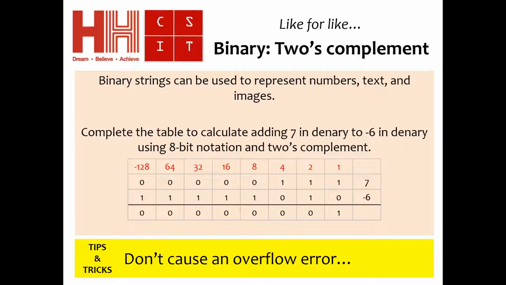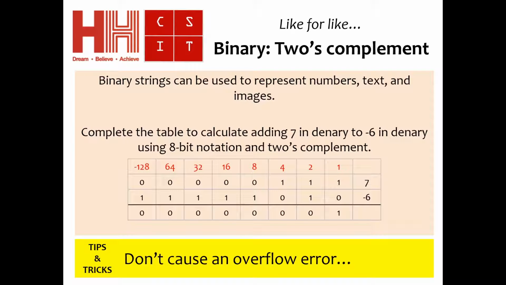So to represent 7, because 7 is positive, I don't put a 1 in the minus 128, and I just have the 7 as usual. Because 6 is negative, I have to work out what 6 is, starting at minus 128 and then adding these values on. So I end up with this value here. And then all I do is I add the two numbers together.